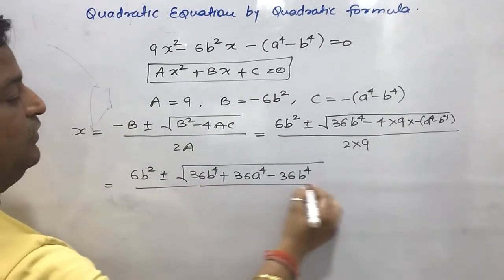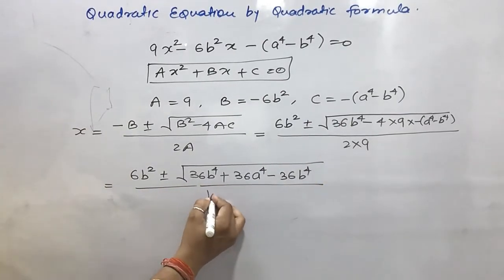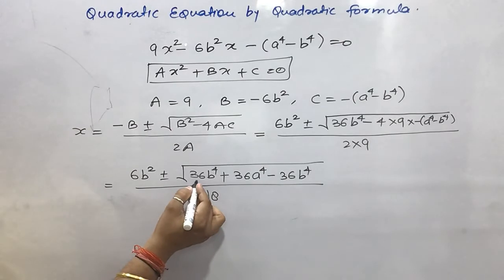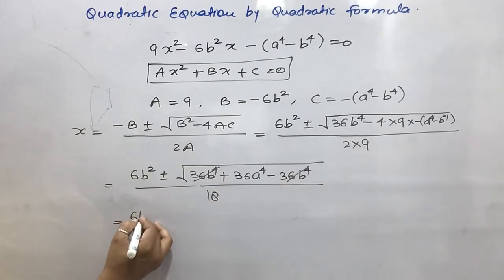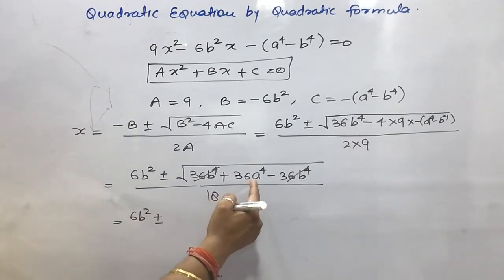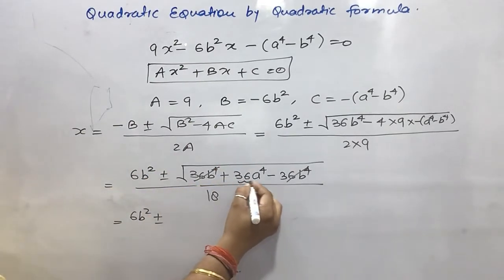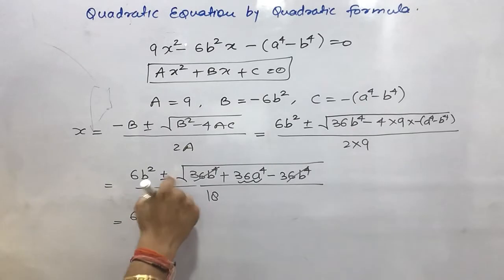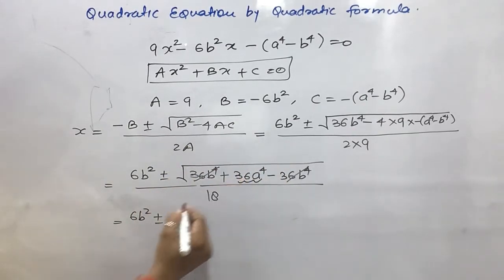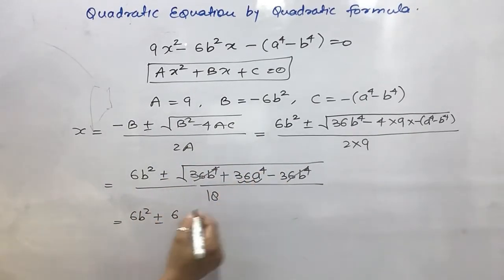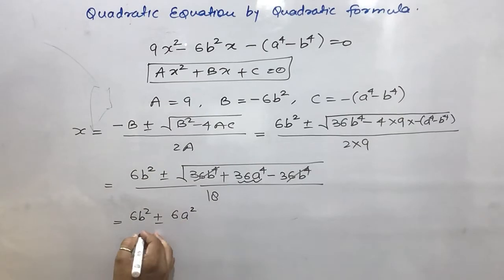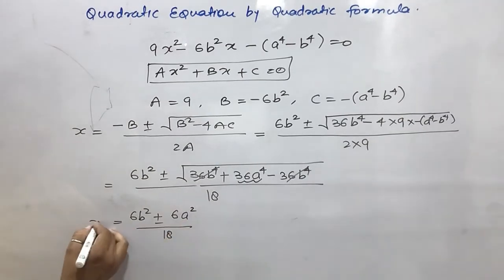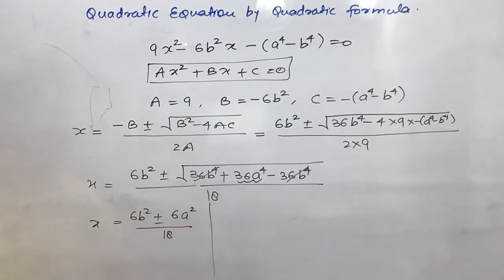So no need to be confused at all. Here you are seeing that 36 into b to the power 4 is positive. So what do we get after solving this? We can remove the under root, and we will get 36 is a perfect square of 6, and the square root of a to the power 4 is a to the power 2, and the denominator here is 18.